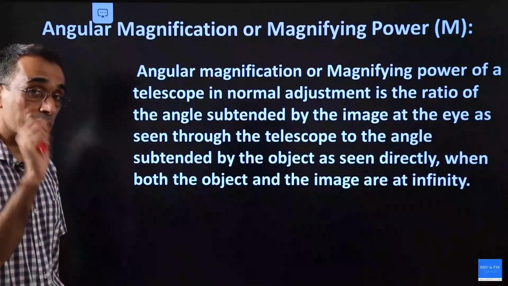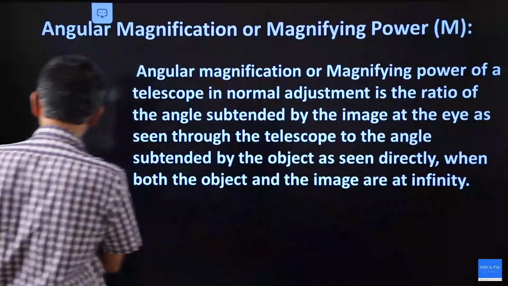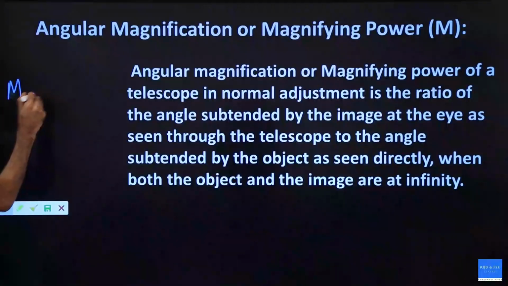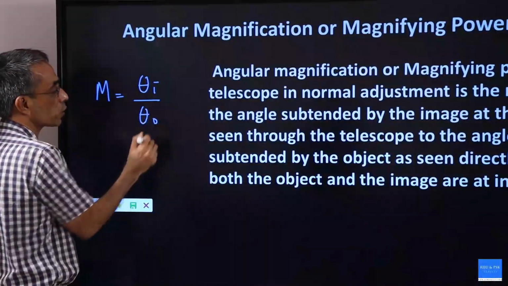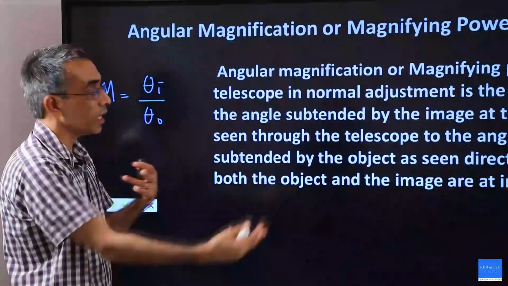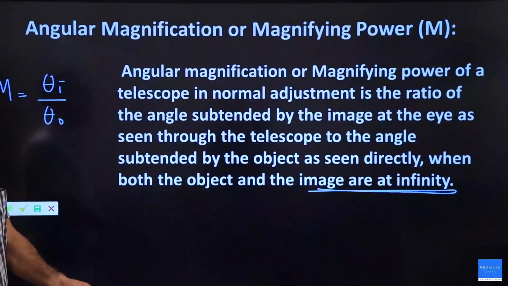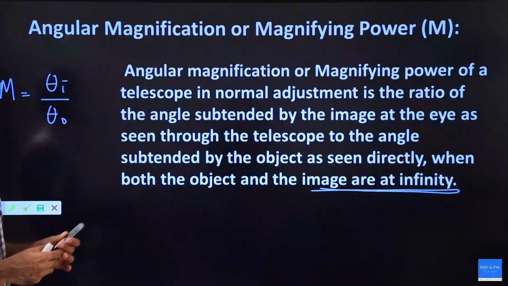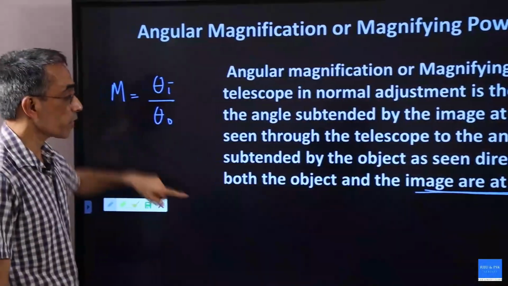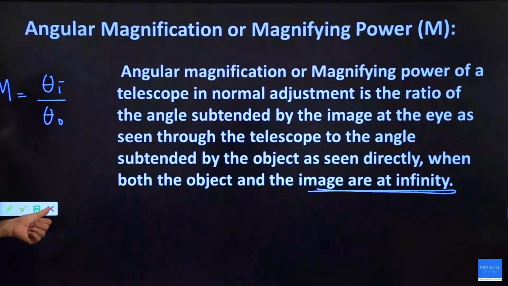Now, angular magnification of a telescope is slightly different from that of a compound microscope. Only one difference. I told you angular magnification is the ratio of theta I and theta O. I told you the image and object must be at the same distance. In a compound microscope the distance was D, but in a telescope the distance is infinity. So, what is angular magnification of an astronomical telescope? It is the ratio of the angle produced by the image to the angle produced by the object when both are at infinity. So, this definition can be asked in the board examination. Okay.